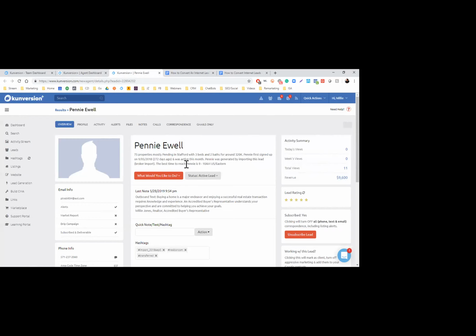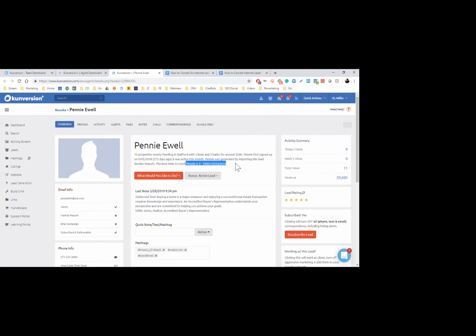The best time to reach Penny is between 9 and 10, which is great. So if you're calling this lead, that's the time you want to call. If you're texting this lead, that's the time. Now, Penny didn't raise her hand in teleconversion and say, hey Willie, call me between 9 and 10 a.m. Eastern. This is the system knowing that this is when Penny most frequently logs on. So it's like every day she gets to work, her boss comes into her office, she rolls her eyes at him, and then she jumps on her email and starts looking at houses. I don't know if that's the real scenario, but bear with me in this example.